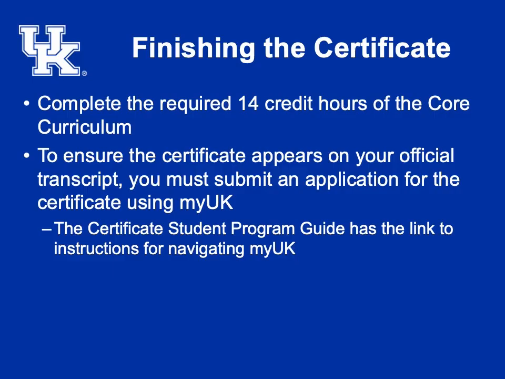And then lastly, to finish the certificate, there are 2 parts. First, you must complete the required 14 credit hours of the core curriculum that I just described. But second, you must apply for the certificate in order for it to appear on your official transcript. This means you need to log into MyUK and submit an application. Inside the program guide for the certificate program, there is a link to more detailed instructions. And Sarah Treberg, the curriculum coordinator, can also help you to navigate this process of finishing off the application for your certificate so that it shows up on your transcript.